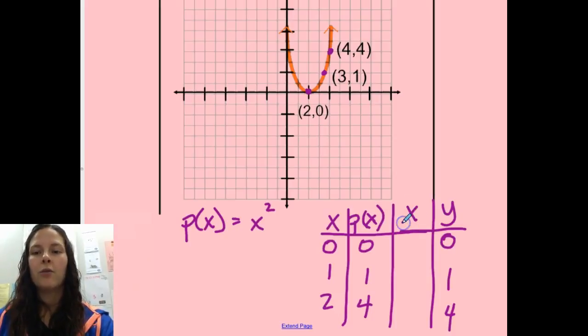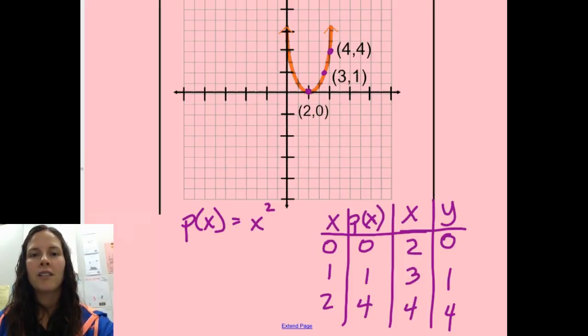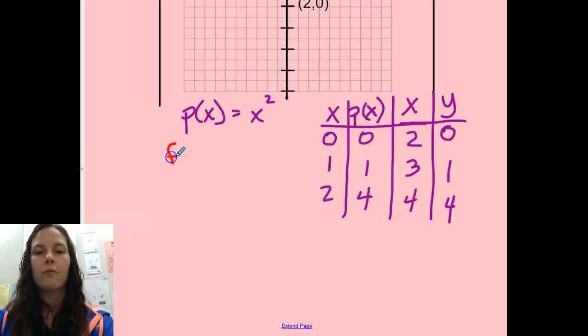But we do have new x values. Our x values are 2, 3, and 4. So let's take a look at what happened from the parent function x values to our transformed x values. For 0 to 2, we added 2, and that pattern holds from 1 to 3 and 2 to 4 as well. So our transformed function was a shift to the right 2, which means it's grouped with the x and it's not normal.